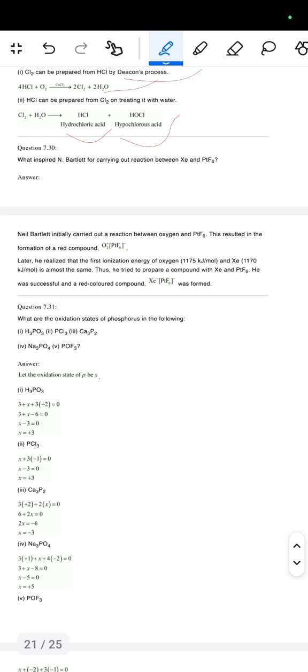Next, what inspired Bartlett to carry out the reaction between xenon and PtF6? Neil Bartlett initially carried out a reaction between oxygen and PtF6, which gave the red compound O2+ PtF6-. Later, he learned that the first ionization energy of oxygen, 1175 kJ per mole, and of xenon, 1170 kJ per mole, are almost the same. Thus, he tried to prepare the compound of xenon and PtF6. He was successful and the red compound Xe+ PtF6- was formed.